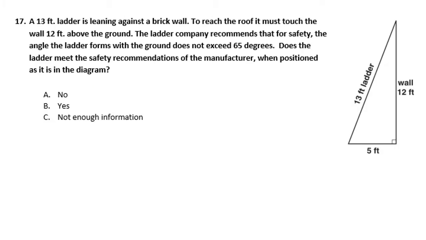Question 17. A 13-foot ladder is leaning against a brick wall. To reach the roof, it must touch the wall 12 feet above the ground. The ladder company recommends that for safety, the angle the ladder forms with the ground does not exceed 65 degrees. Does the ladder meet the safety recommendations of the manufacturer when positioned as it is in the diagram? A, no. B, yes. C, not enough information.